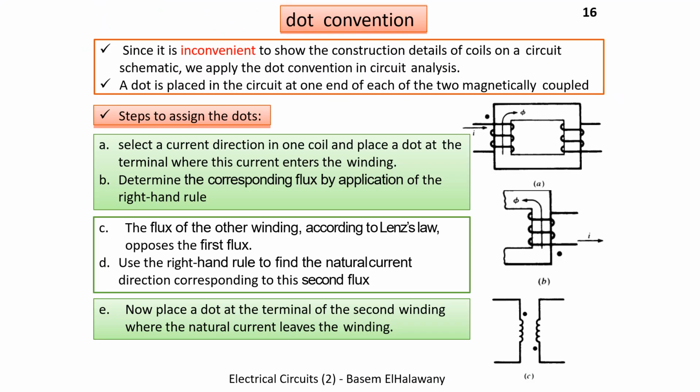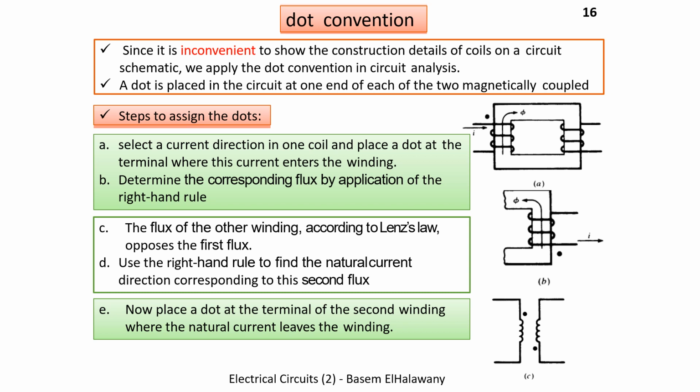Dot convention. Since it is inconvenient to show the construction details of coils on a circuit schematic, we apply the dot conventions in circuit analysis. A dot is placed in the circuit at one end of each of the two magnetically coupled coils. Steps to analyze the dot.